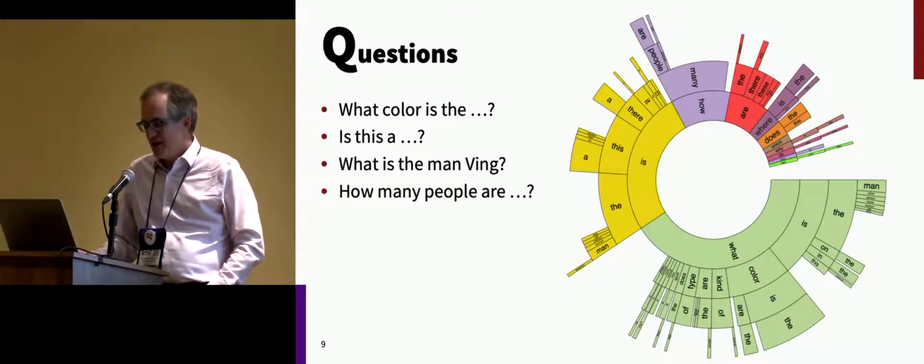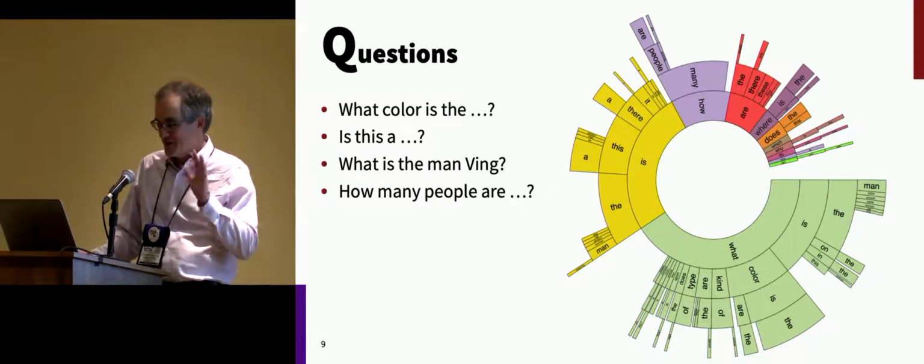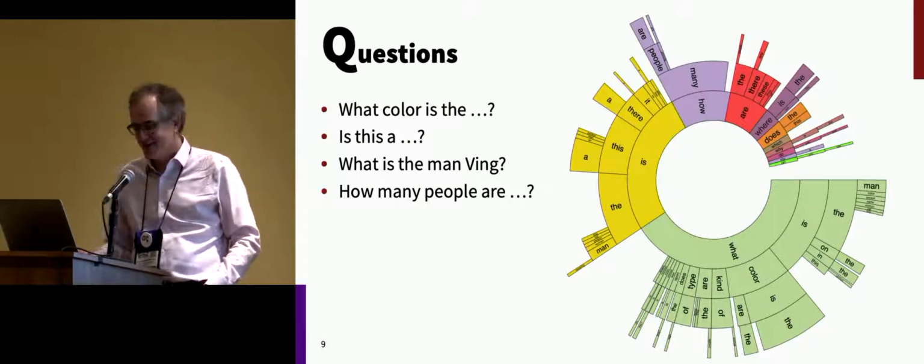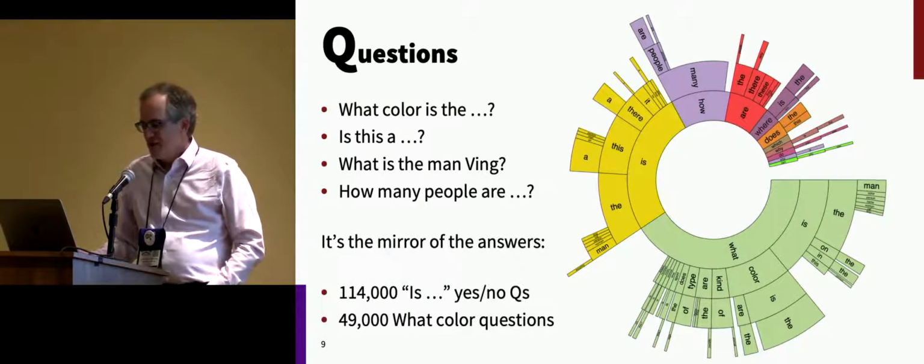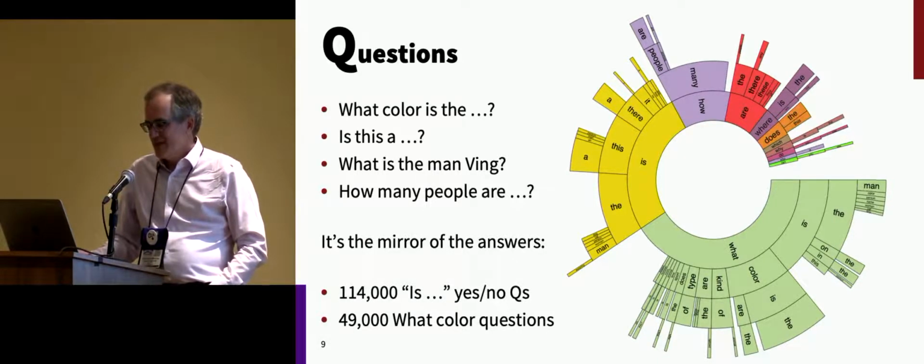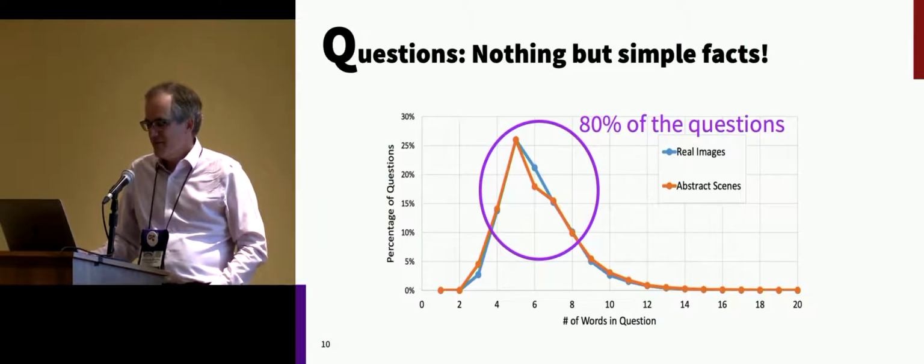So we know the common types of questions. What color is there? Is this? What is the man? How many people? It's what is the man, not what is the woman, as was noted in the earlier talk. And in some sense, these questions are a mirror of the answers, right? Because we have a lot of color questions because we have a lot of color answers. But the main problem with the questions is that they're so short that they're nothing but very simple facts.